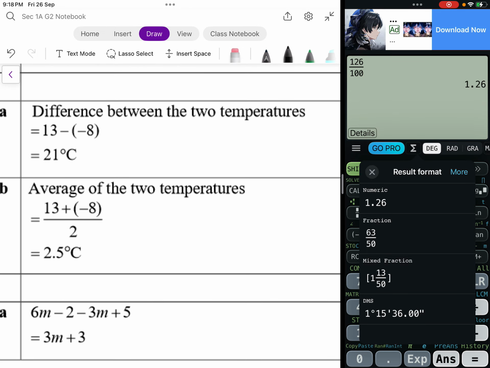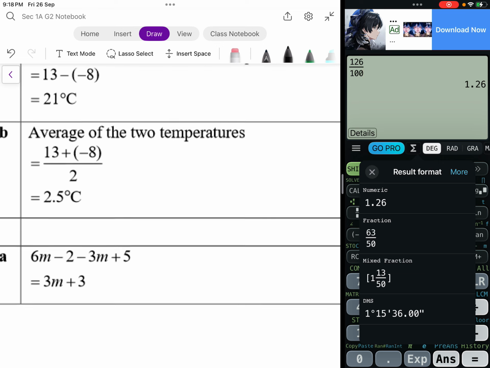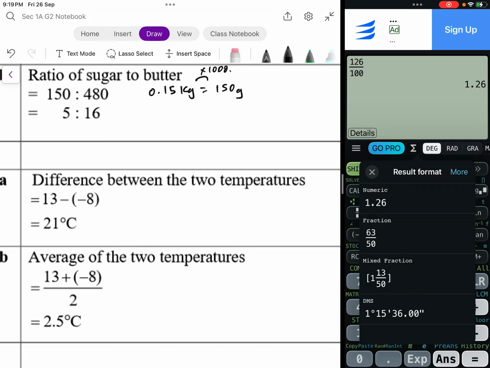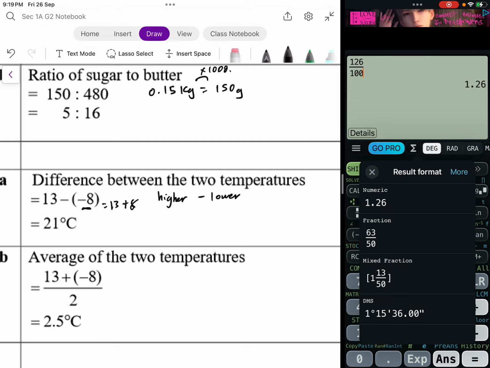Okay, then next one. The temperature in Angola in October ranged from -8 degrees at night to 13 degrees in the day. Find the difference between the two temperatures. To find the difference between two temperatures, you always take the higher minus the lower. So it's 13 minus -8. So it's actually 13 plus 8, remember? Which will give you 21.